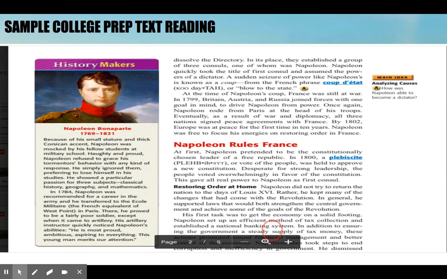This is a sample college prep text reading. You can see the vocab right there is highlighted in blue. That's the great thing about this book, all the vocab is highlighted. There's a lot of pictures. The reading is pretty explanatory, easy to digest for sure. And again, pages for a chapter reading might be only 2 to 4 pages.